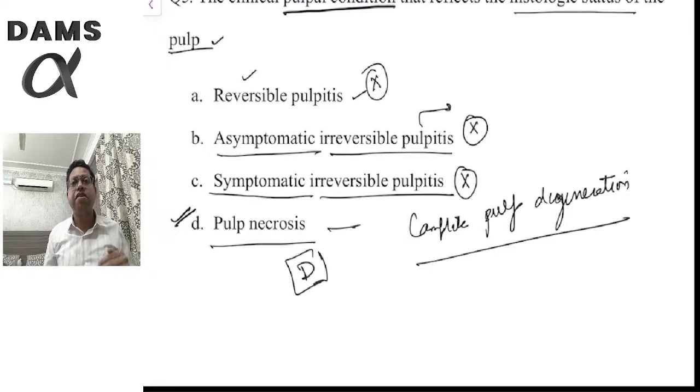We may say the pulp is reversibly inflamed, the pulp is symptomatic irreversible pulpitis, it is asymptomatic irreversible pulpitis, or it is a case of pulp necrosis. Pulp necrosis means it is totally degenerated pulp, no viable cells and nerve fibers are present, and it requires complete extirpation by way of pulpectomy. So it reflects the histologic status. Option D would be the answer.